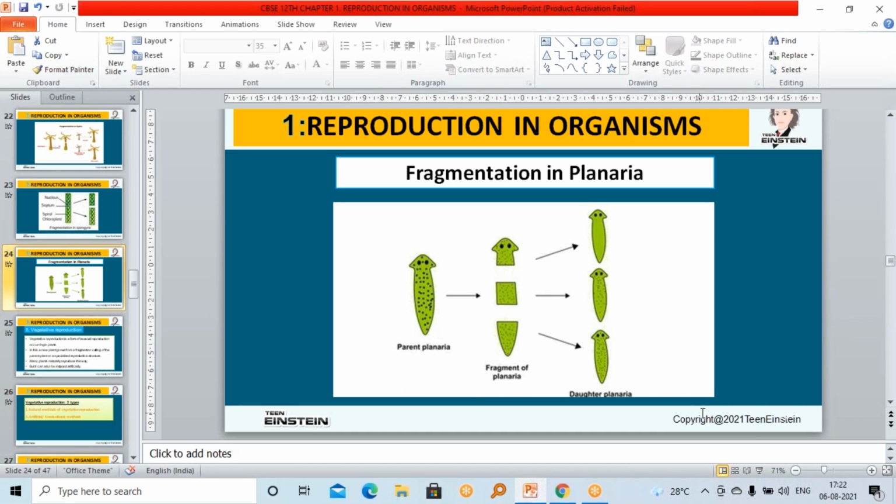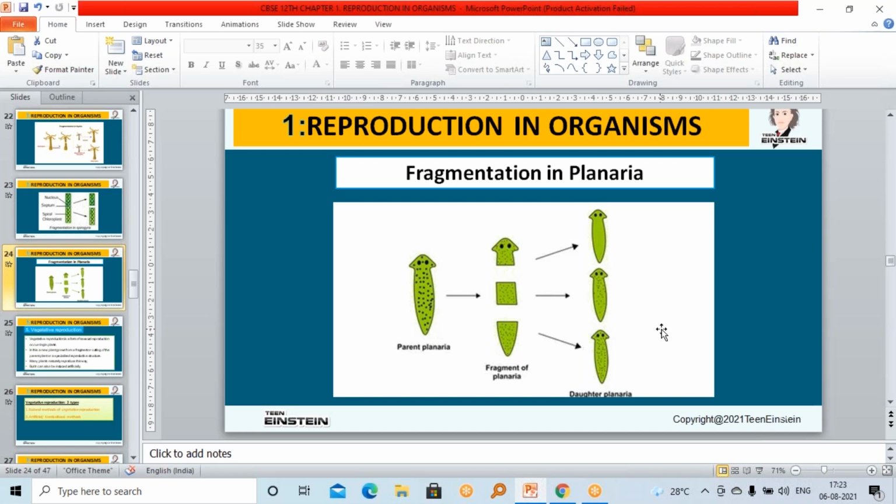It won't be like normal planaria. That organism will be in a dwarf form. Okay, is it clear? So planaria are free living aquatic flatworms, and they belong to which phylum? Platyhelminthes, and they reproduce in both ways, asexual and sexual.